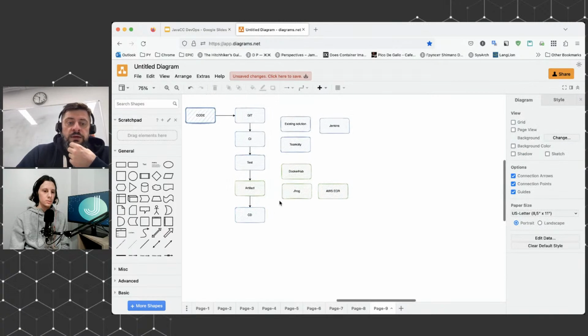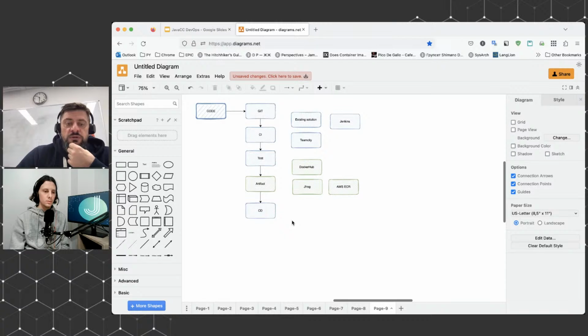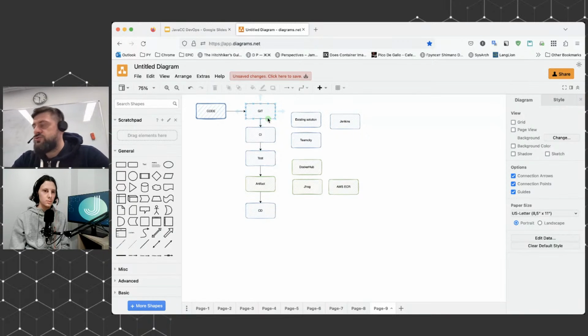So this is a small chart regarding how we work with code, what DevOps should know, and what DevOps should do for the team.